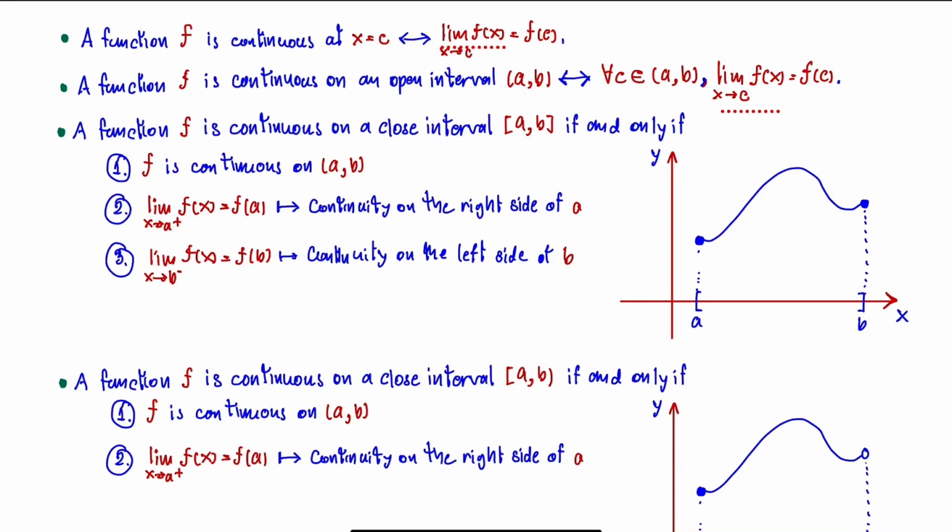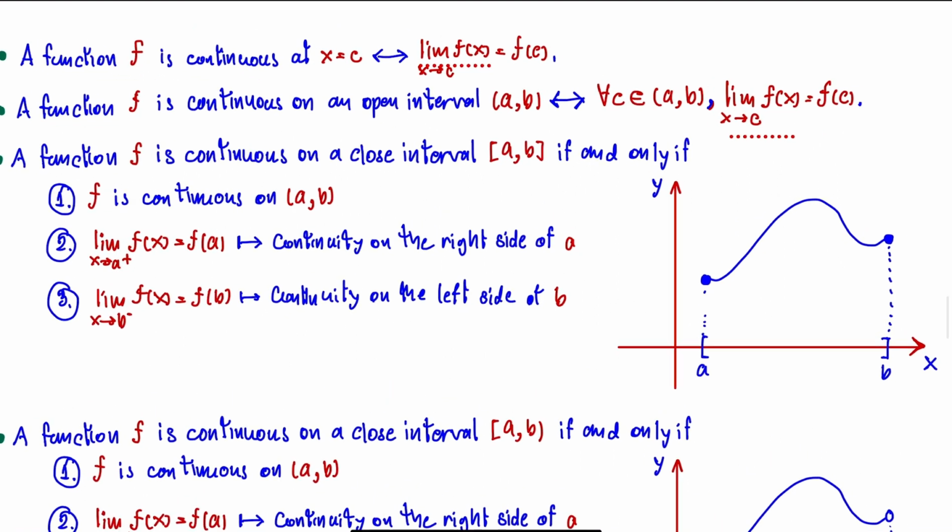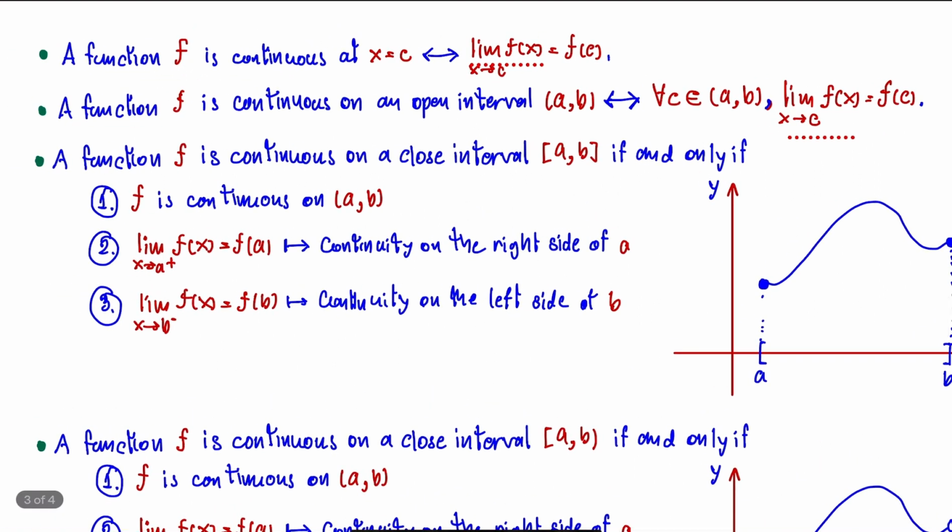Okay guys, today we are talking about continuity. But first, let's talk about continuity at a point. Let's say a function f is continuous at point x equal to c if and only if the limit of f of x as x approaches c equals f of c.